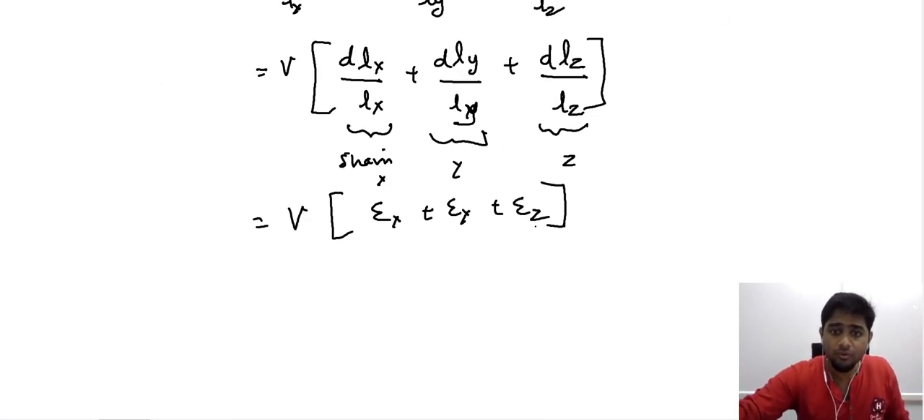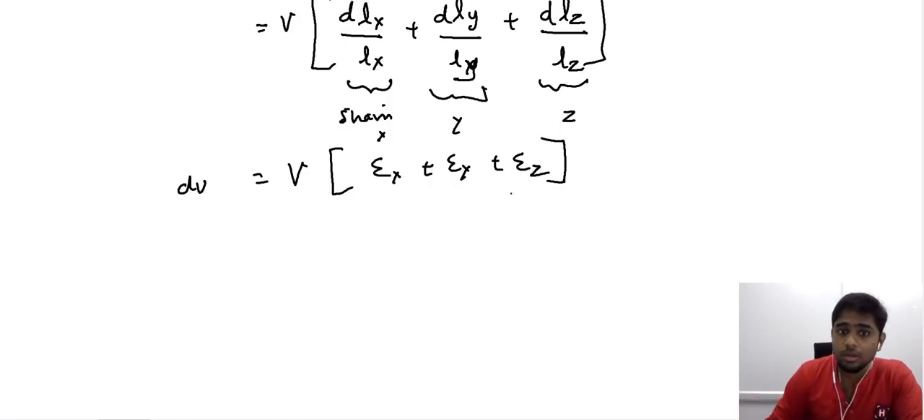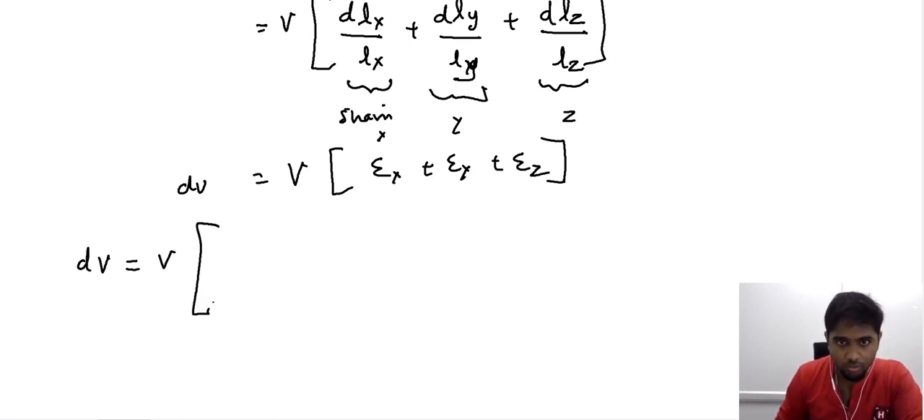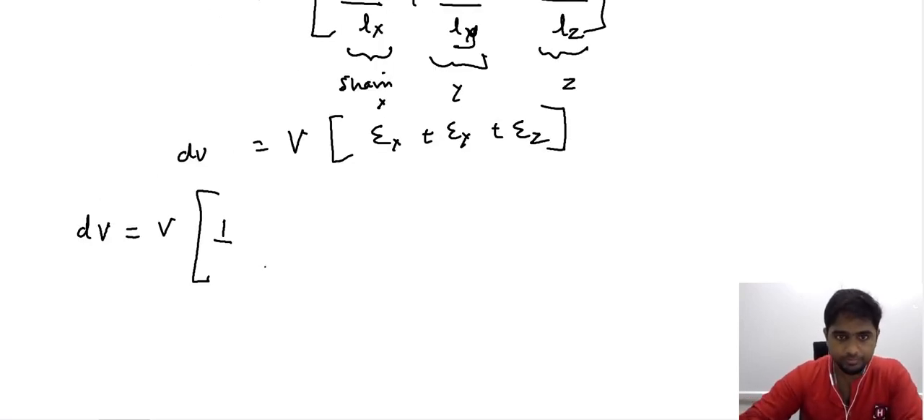Now, for the triaxial case, we have already arrived at an expression for the overall strain along the x, y and z direction. So let us substitute that. So the overall volume change is the product of the original volume and the expression for the individual strain that we observed during the triaxial loading condition. So it is 1 by E.